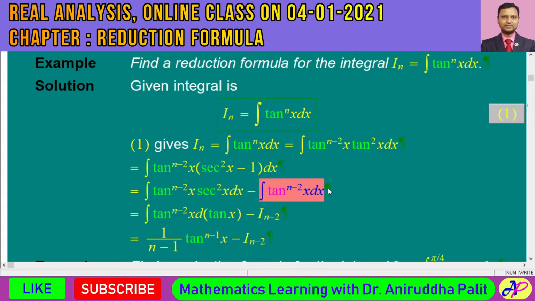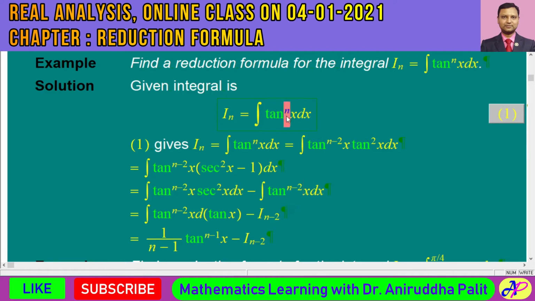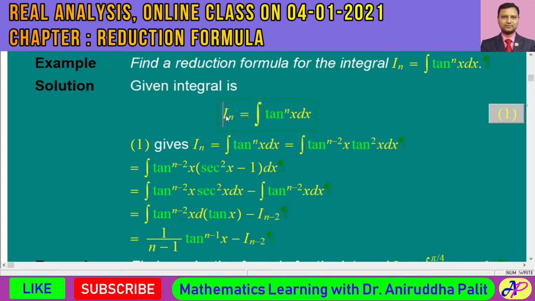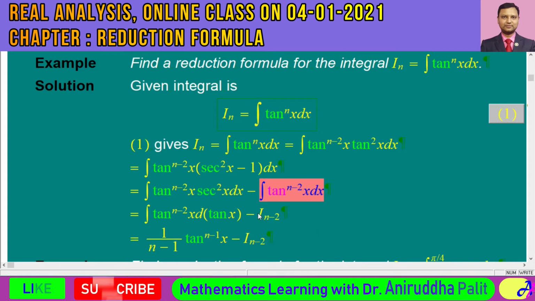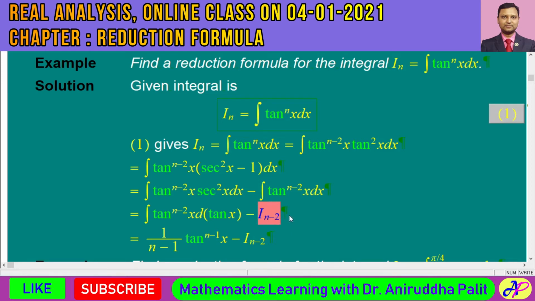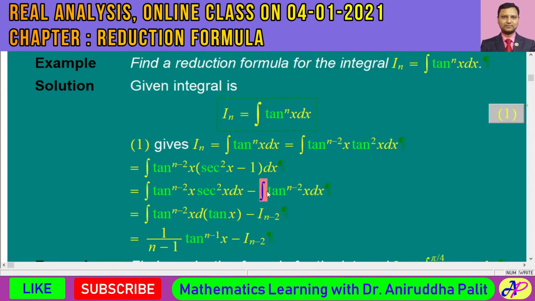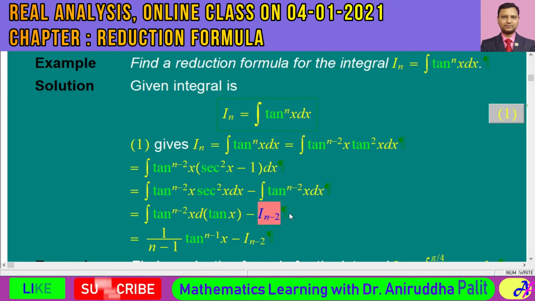And you see in this second integral, in place of the index n of the given integral, we have n minus 2. Therefore, if the given integral is considered as I n, then this integral can be considered as I n minus 2. So directly we can write that this integral is equal to I n minus 2.